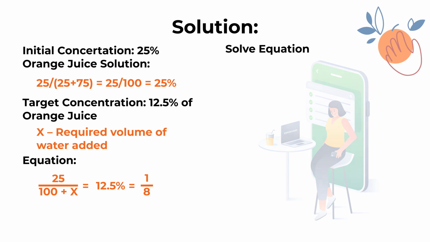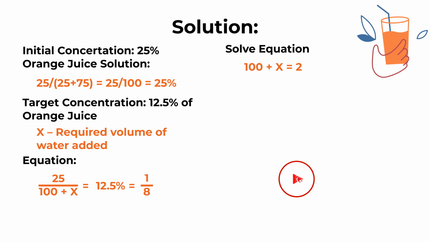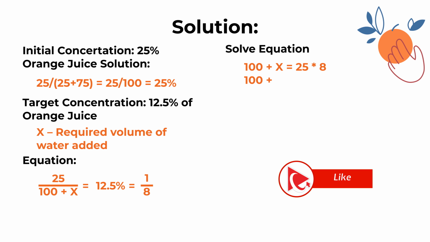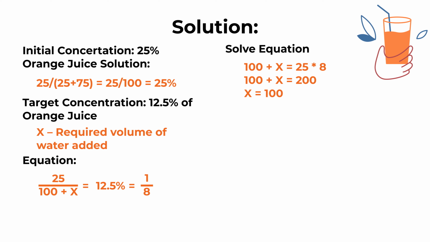Let's solve this equation by simplifying it. 100 plus X would be equal to 25 multiplied by 8, which would mean 100 plus X would be equal to 200. So X, based on these calculations, would be equal to 100, which would mean that we would need to add an additional 100 milliliters of water to the solution to make it a 12.5% orange juice solution.